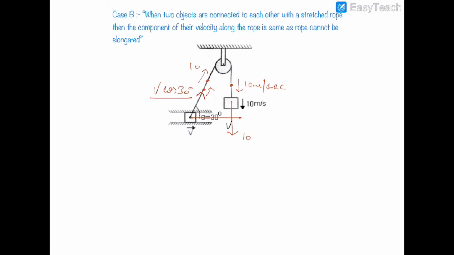So we can say that v cos 30 will be equal to 10, and cos 30 is root 3 by 2, so v will be equal to 20 by root 3 meters per second. This is the velocity we are calculating in this problem. So this is the concept. Now we move on.